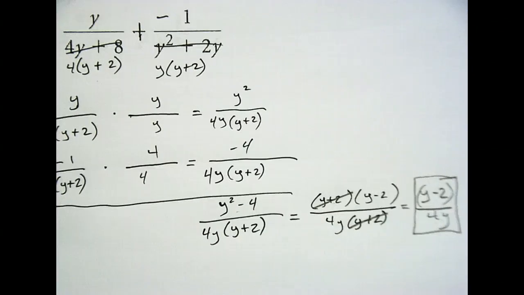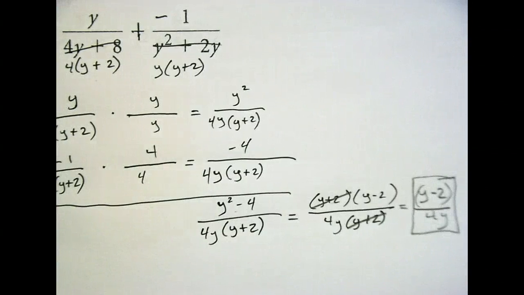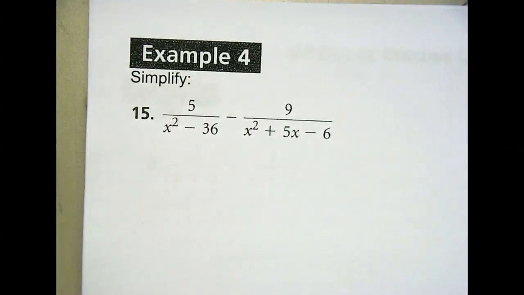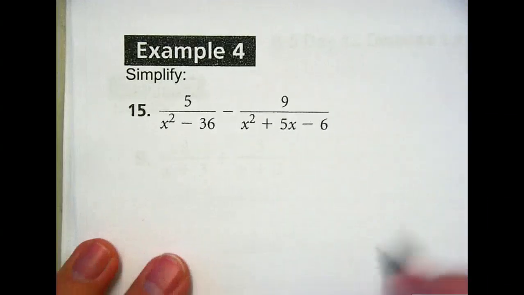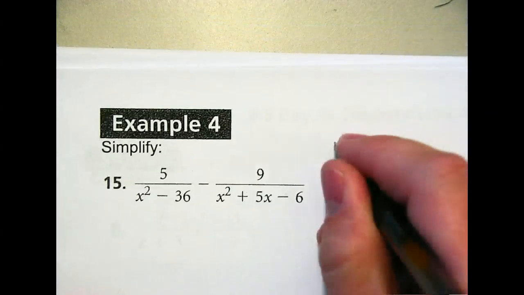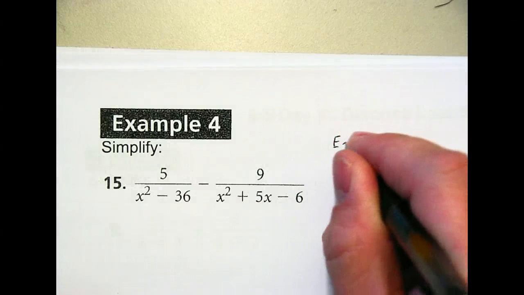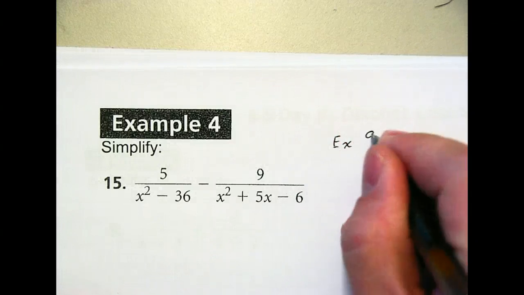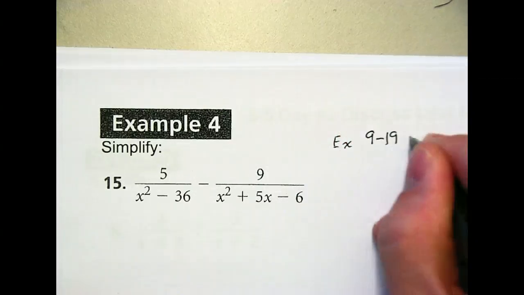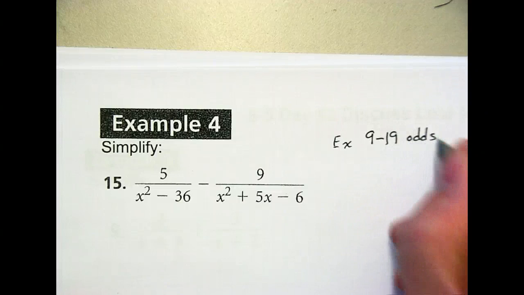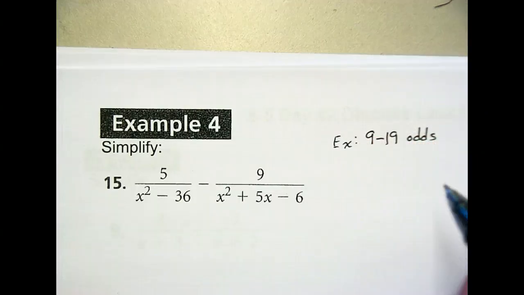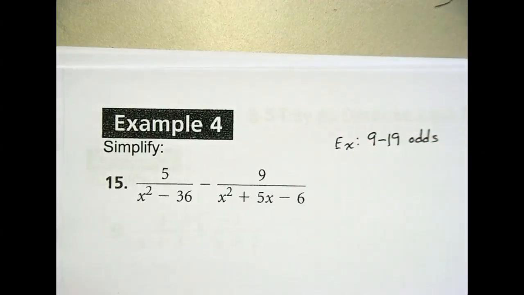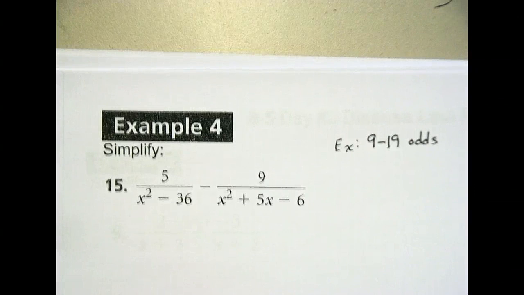We've been working away. Number 15 is the next one. We're not going to get to that today. Your assignment, though, is the example side, tip number 1, 9 through 19 odds. All the problems less than 16, except, okay, if you want to go that route.